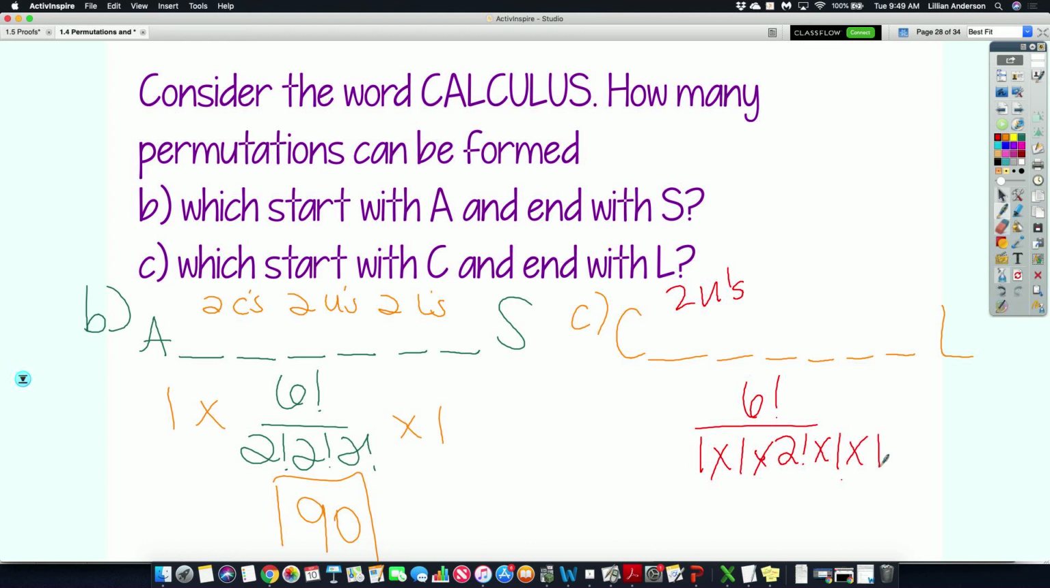1. Very good. Those 2 U's give that 2 factorial, but then there's only 1 C, 1 L, 1 A, and 1 S that needs to be arranged. So then you get 360 different permutations. Yes, this one's right. Questions?